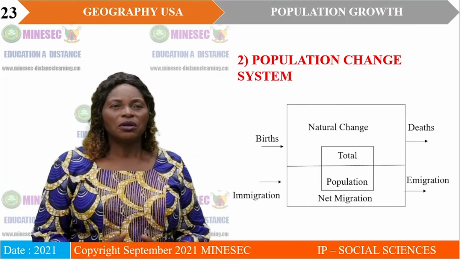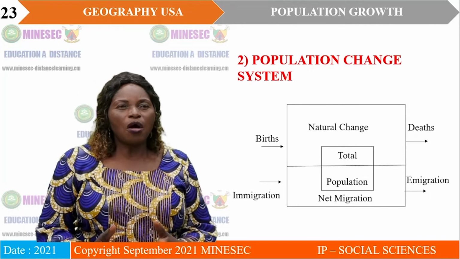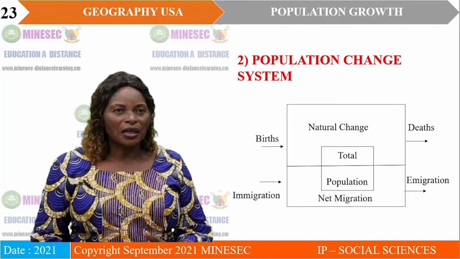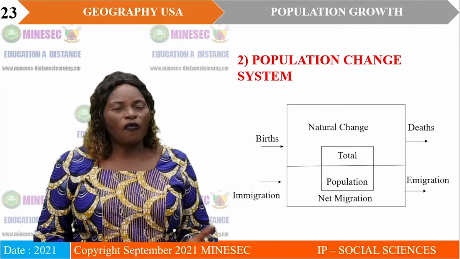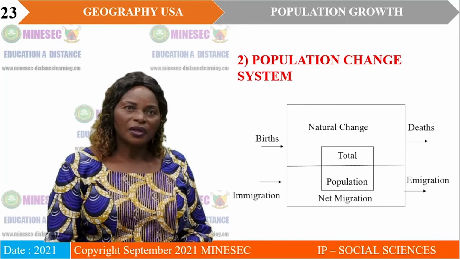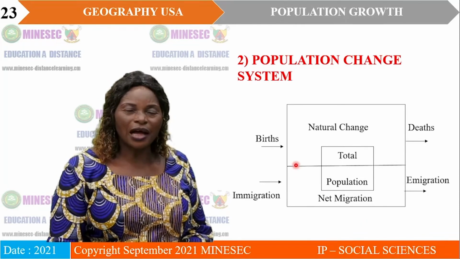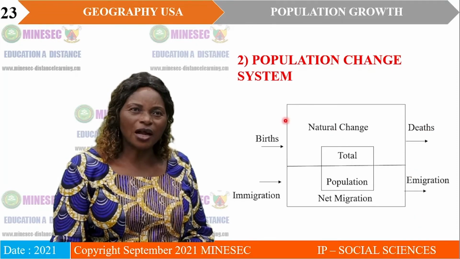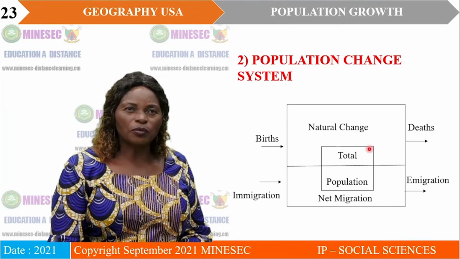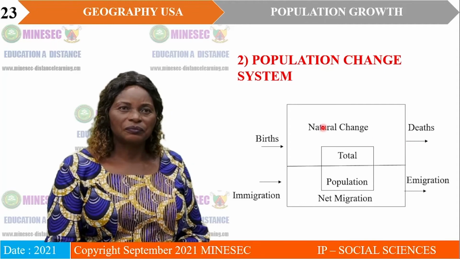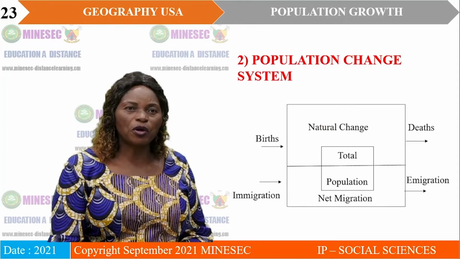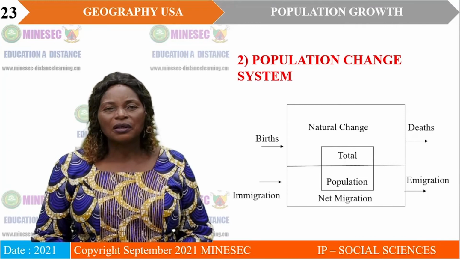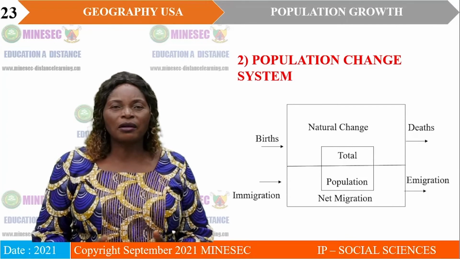Births and immigration will constitute the number of people that enter into a community through the natural way, births, and through the entry of people from other countries. So those are the inputs, and the outputs are deaths and emigration. So natural change comes from subtracting deaths from births. And natural change, as we said, can be positive or negative. It is positive when births are more than deaths, and negative when deaths are more than births.